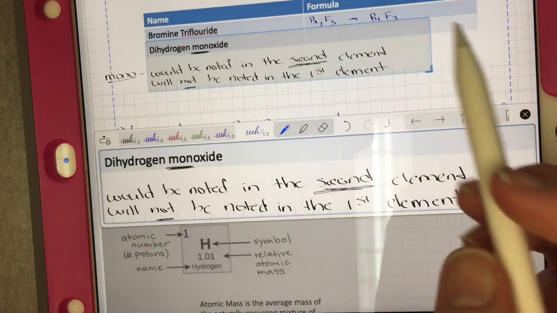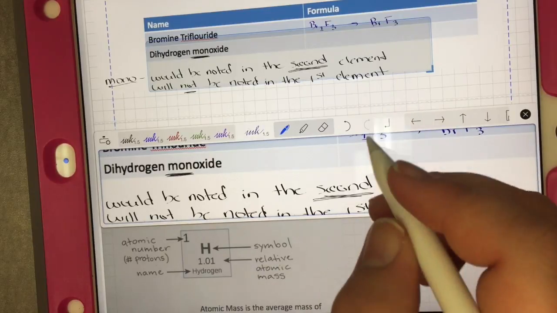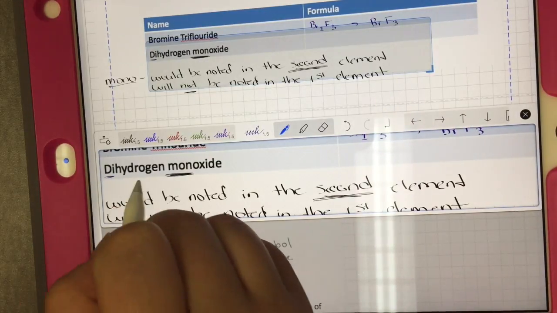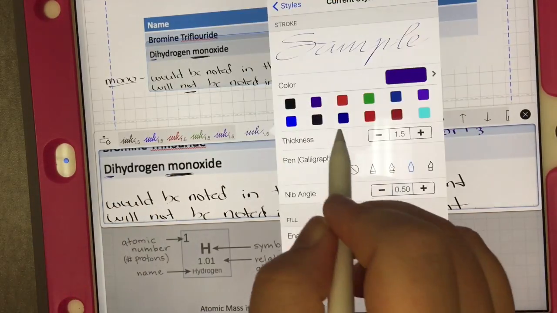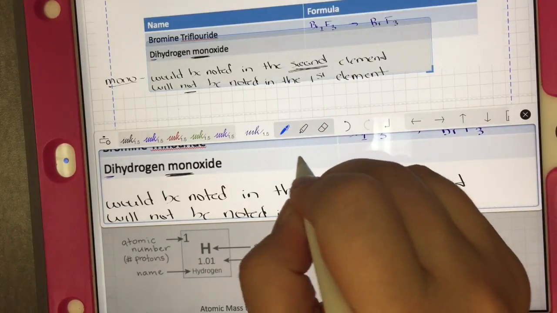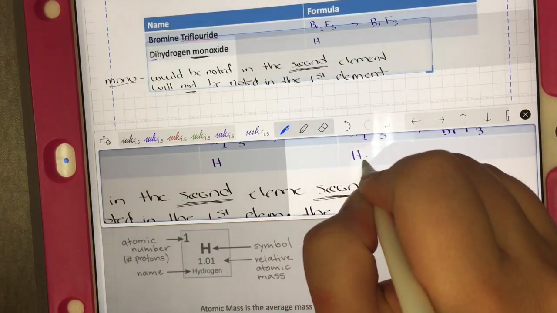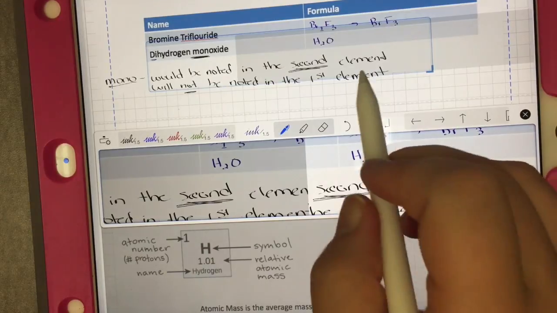And this next one we have dihydrogen monoxide. So we have 2 hydrogens and 1 oxygen, 2 hydrogens, 1 oxygen to give us water.